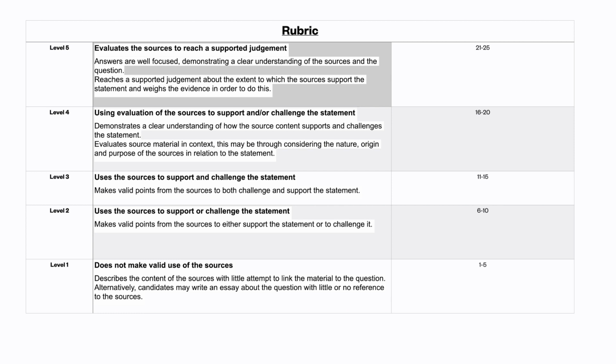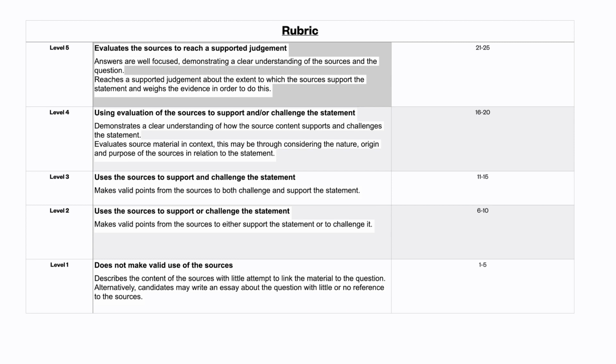Level 3, you use those sources to support and challenge the statement. You make valid points from all the sources to both challenge and support the statement. As long as you have both in there, you're good to go. You can get to your level 3. Level 2, you support or challenge the statement. So you're one-sided. You're not arguing for the challenge and the support. You're only making valid statements for one side.